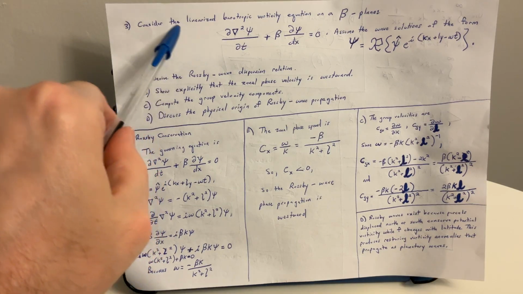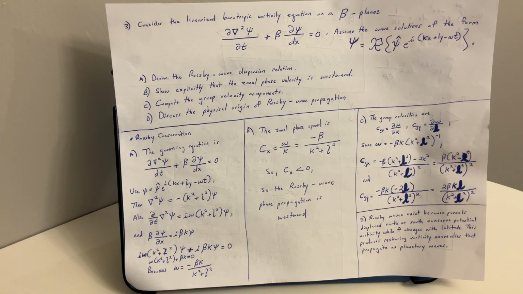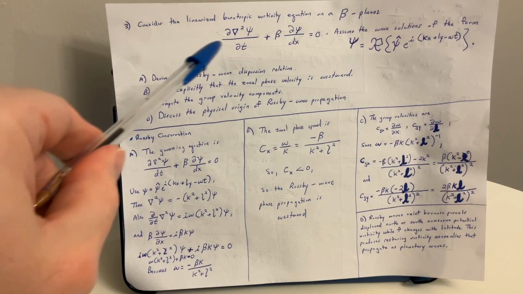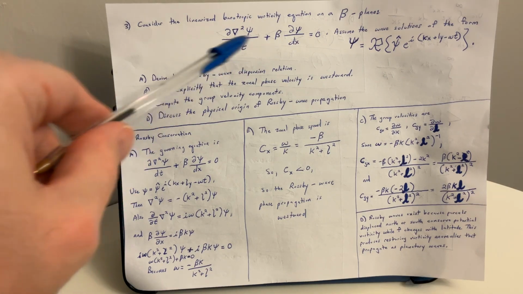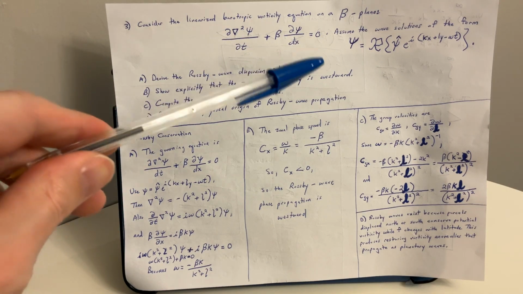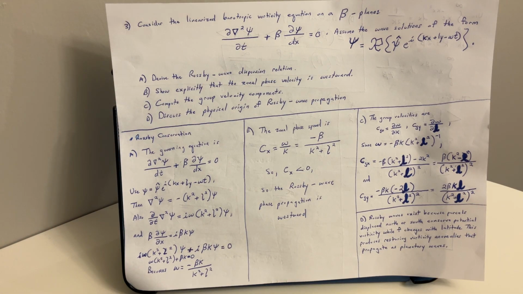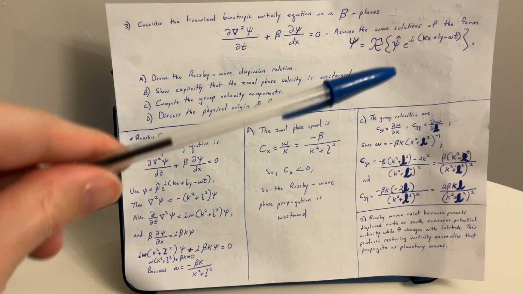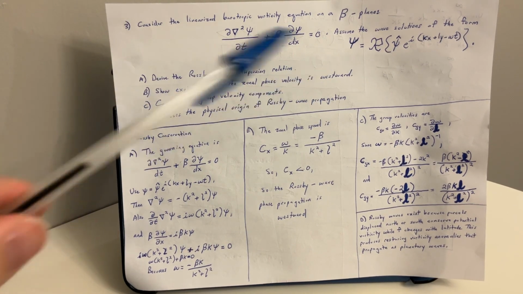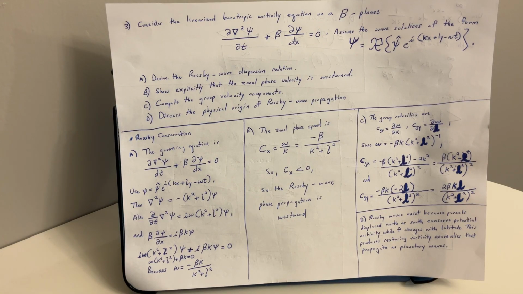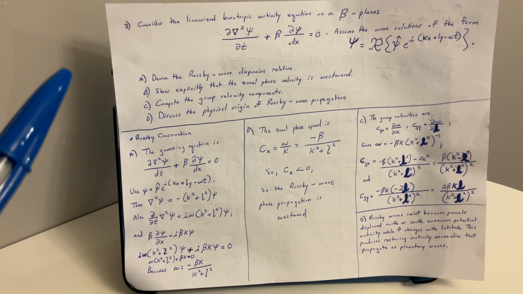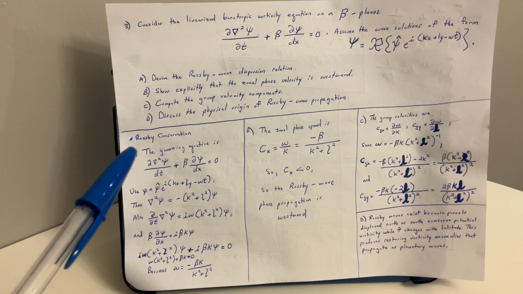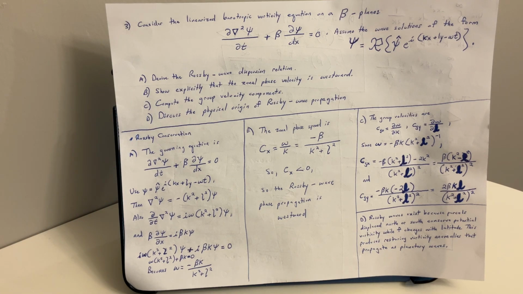Consider the linearized barotropic vorticity equation on a beta plane. Here's what we're given. This should look familiar. And assume wave solutions of the form we're given here. Should look familiar. Derive the Rossby wave dispersion relation.